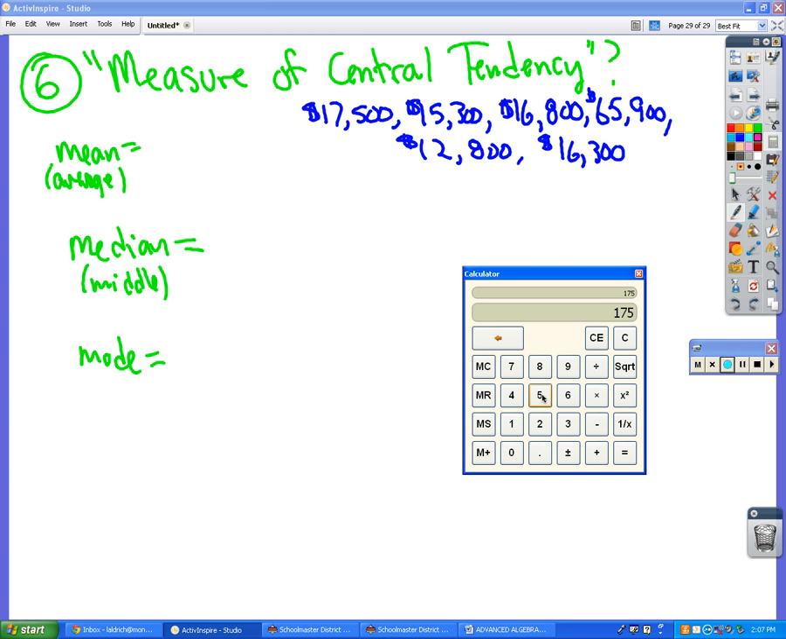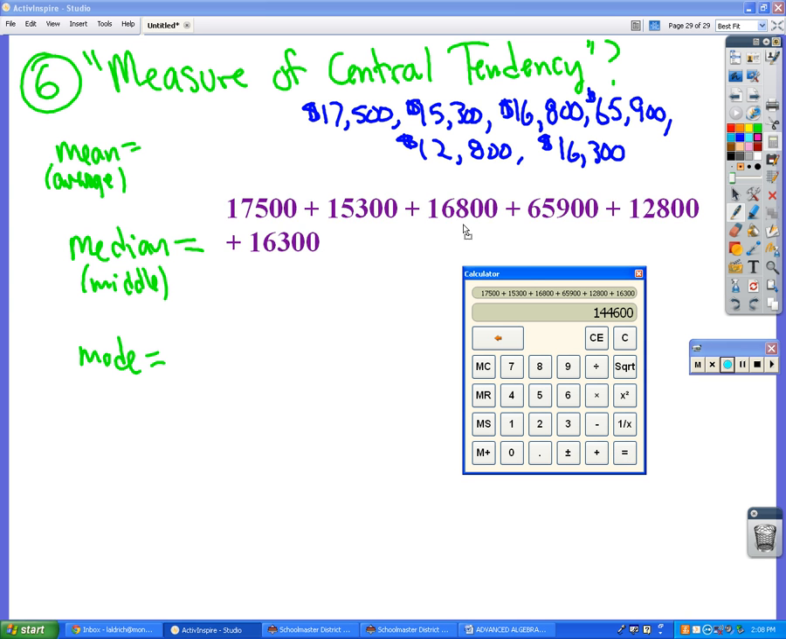So 17,500 plus 15,300 plus 16,800 plus 65,900. What kind of car is that? A Porsche. Oh. Lambo. Okay. Plus 12,800 plus 16,300. Okay, and then you divide by how many numbers there are.